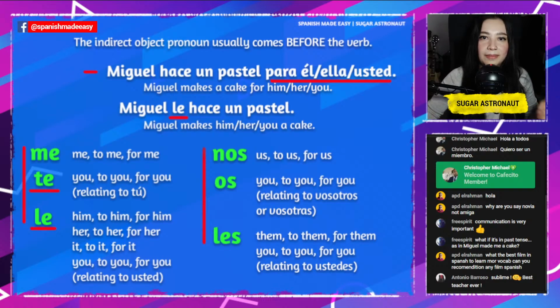Okay? So it's very interesting how we can say the same thing just by replacing the indirect object in the sentence. And even the sentence looks shorter. So that's something good. You don't have to repeat over and over the indirect object in the sentence. You can just replace it with the pronouns, and you're going to sound more natural. So please practice this because it's very important. Miguel le hace un pastel means Miguel makes him, her, or you a cake. So that's pretty interesting. Now, if this is in past tense, if Miguel already made the cake, let's see how it would work.